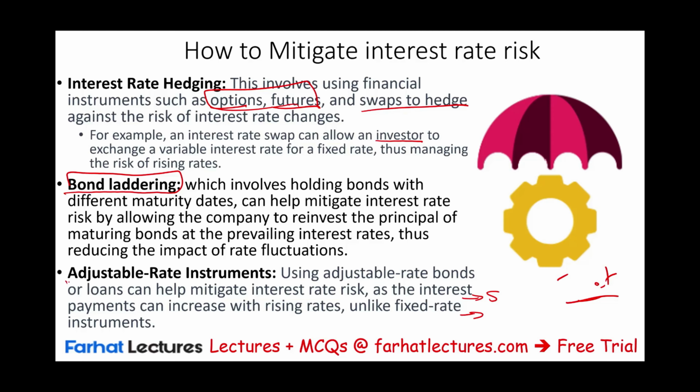You could also do what's called an adjustable rate instrument. You can buy a bond or a loan, or you can lend money with adjustable rate interest.